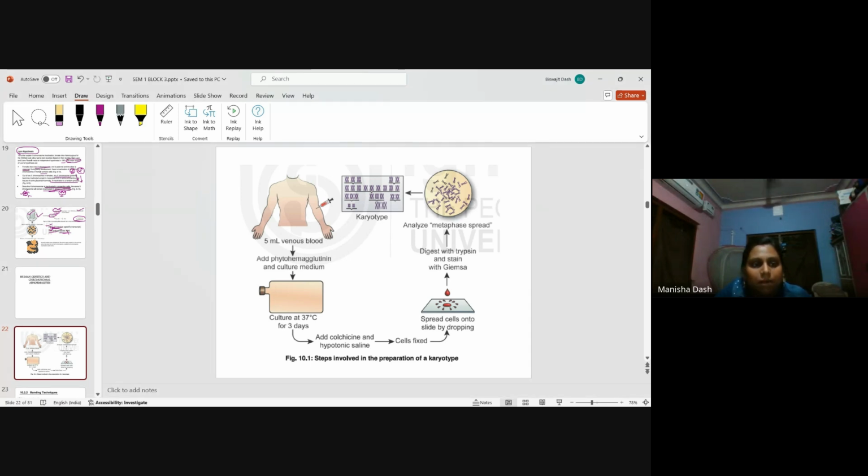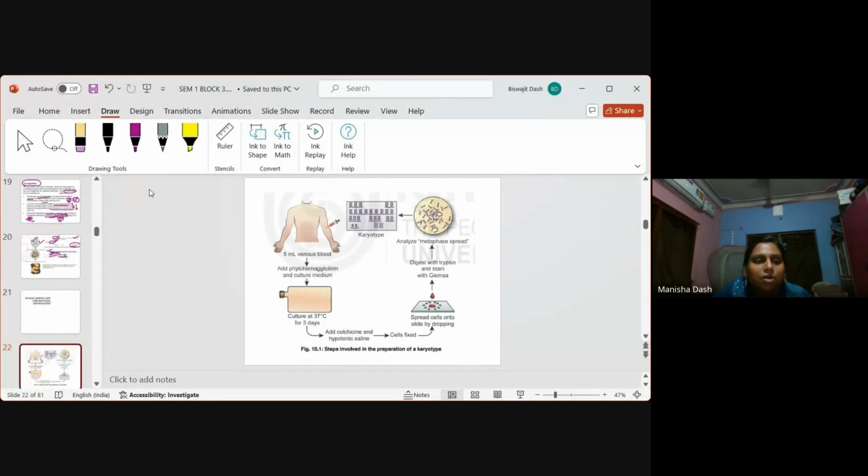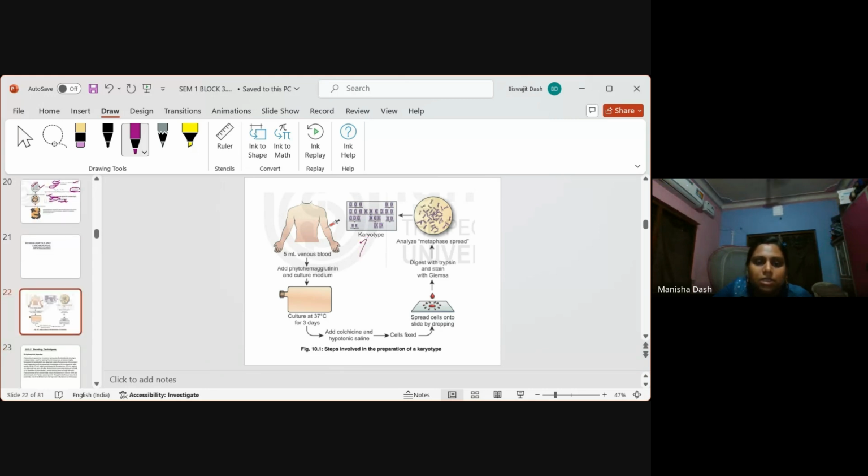So karyotype, as you can observe here, is actually the arrangement of the entire set of chromosomes for visualization. This arrangement of the chromosomes for visualization and analysis, basically of any structural or numerical aberration, is called karyotyping. So this is the procedure of karyotyping.